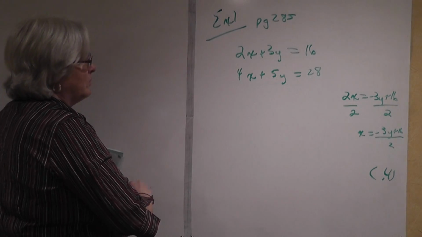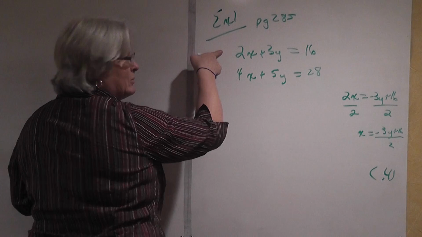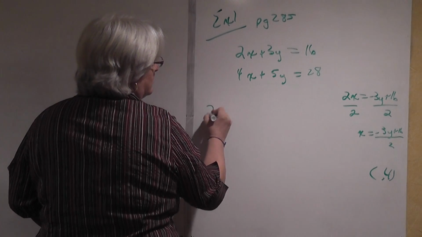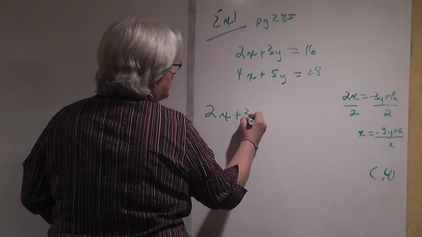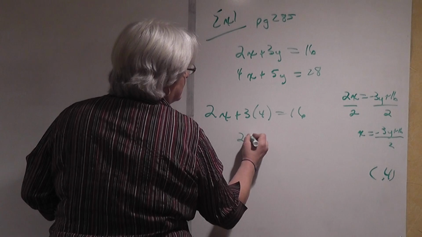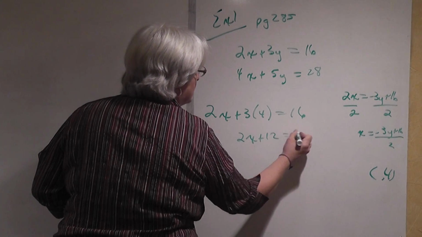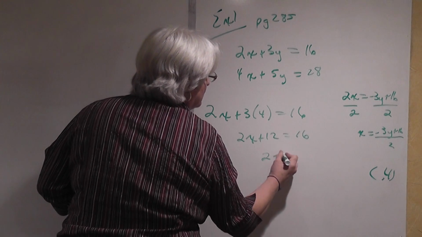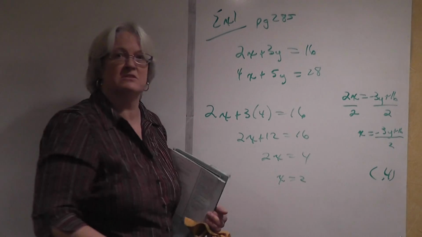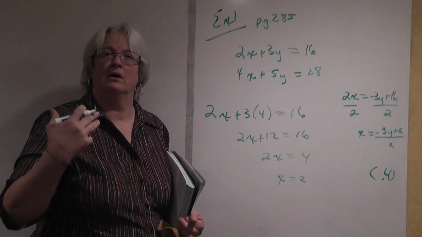We have a value for y, which is 4. I will substitute that back into the first equation. 2x plus 3 times 4 is equal to 16. 2x plus 12 is equal to 16. 2x is equal to 4. X is equal to 2.